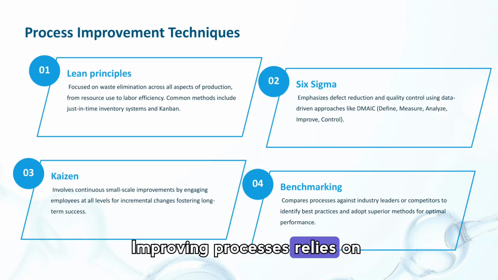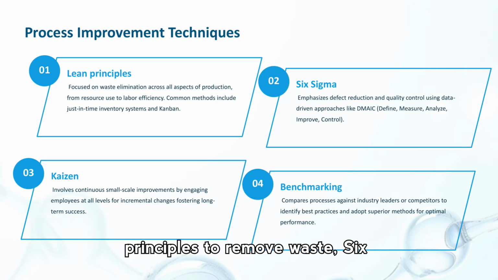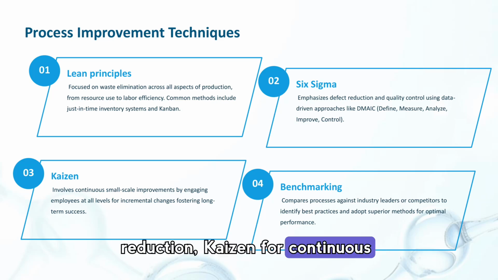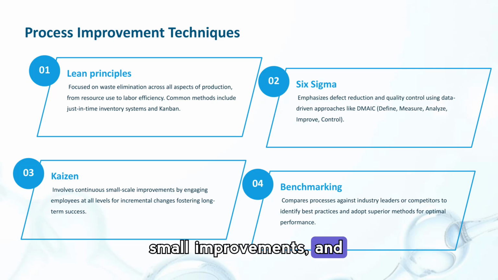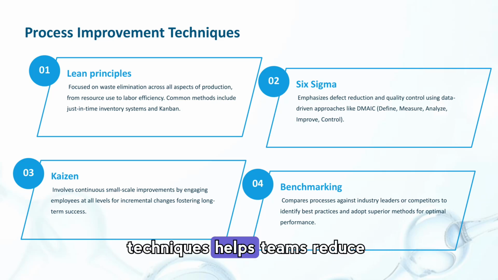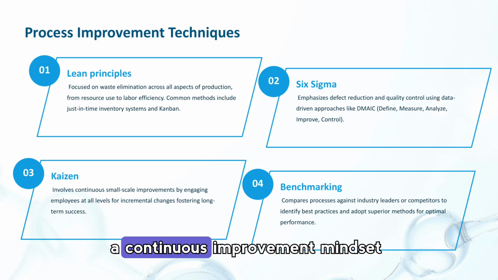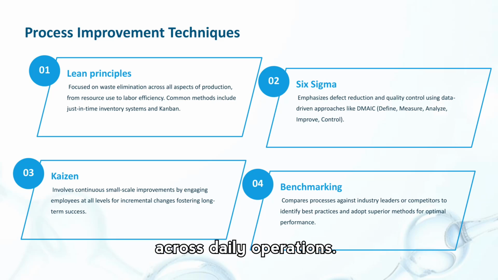Improving processes relies on proven approaches like lean principles to remove waste, Six Sigma for data-driven defect reduction, Kaizen for continuous small improvements, and benchmarking to learn from industry leaders. Combining these techniques helps teams reduce variability, raise quality, and embed a continuous improvement mindset across daily operations.